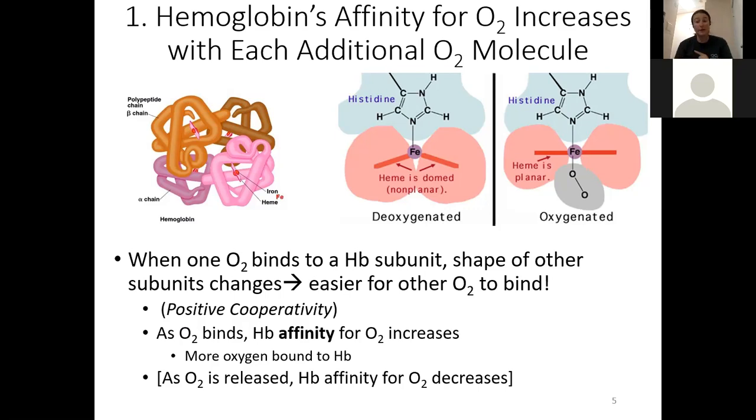This works in reverse as well. Again, peer pressure: as soon as one oxygen dissociates or is spit off the heme portion of the hemoglobin molecule, then the molecule changes shape. And so the rest of these subunits are much more likely to dissociate from the oxygen that's bound to those hemes.